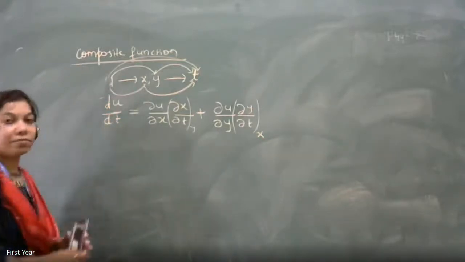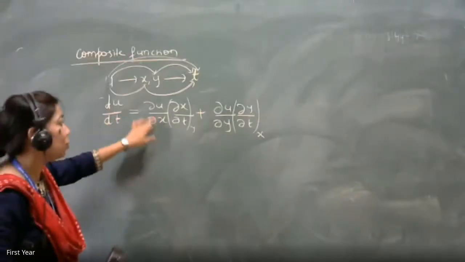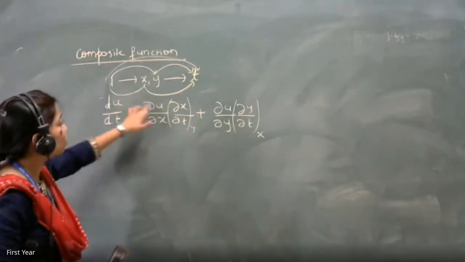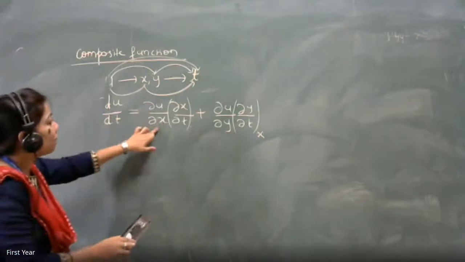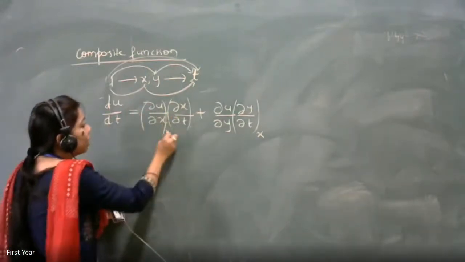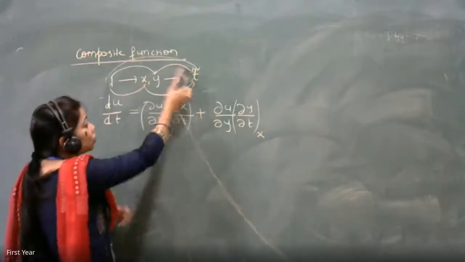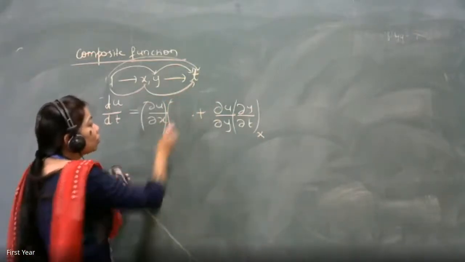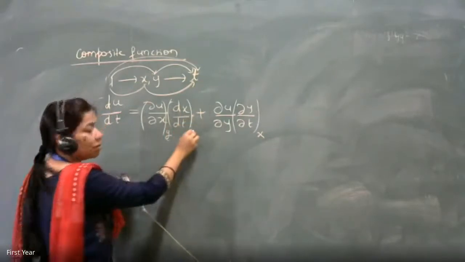Are you getting it? Yes, ma'am. du by dt will be found with the help of deriva u by deriva x. That time what should I do with y? That will be a question. So u with respect to x taking y constant. Again x is only depending on t, so here also it will be dx by dt. Is this okay? There is no y here.